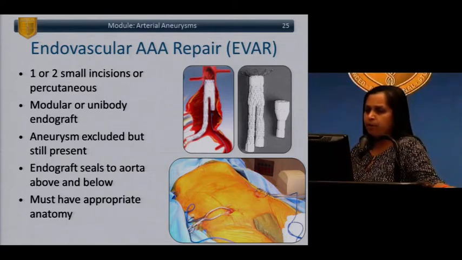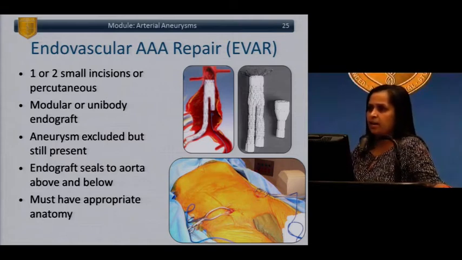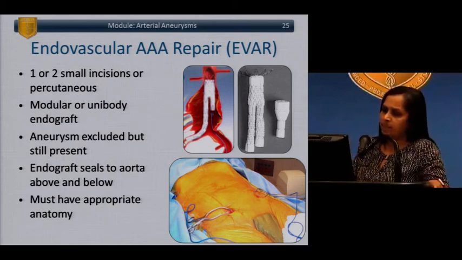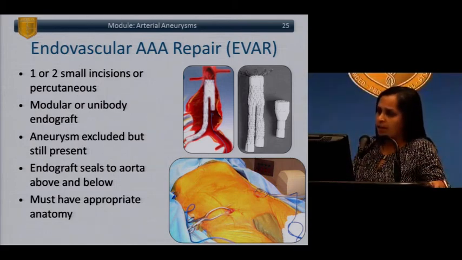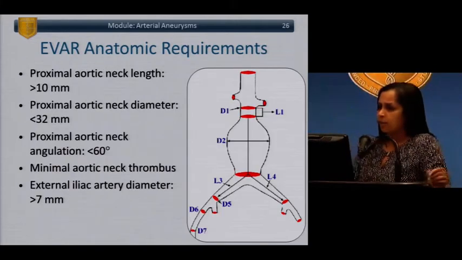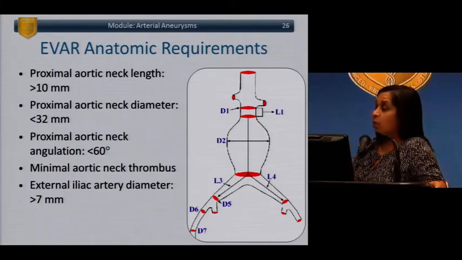The principle is that portions of the stent grafts fix in the artery above and below the aneurysm, so the aorta above, and then typically the iliac arteries below. So you have to have appropriate anatomy to perform this type of repair. This diagram just shows some of the anatomic requirements.